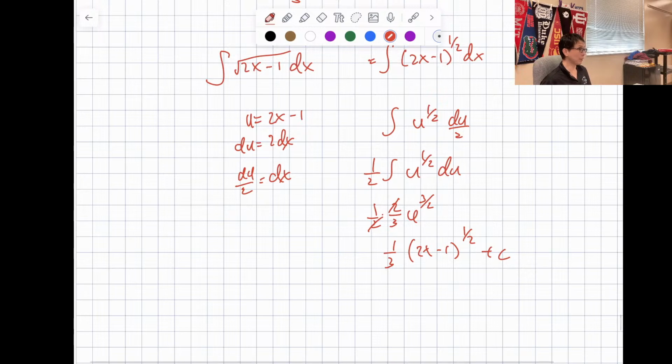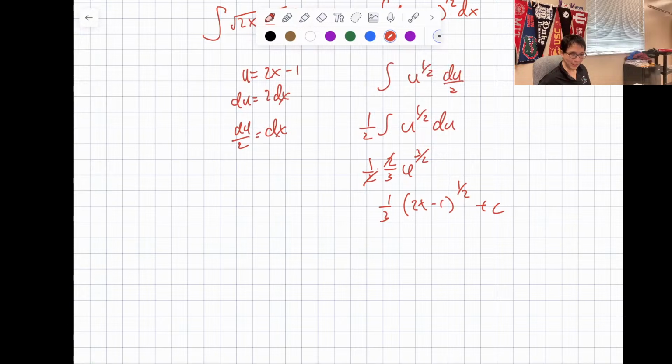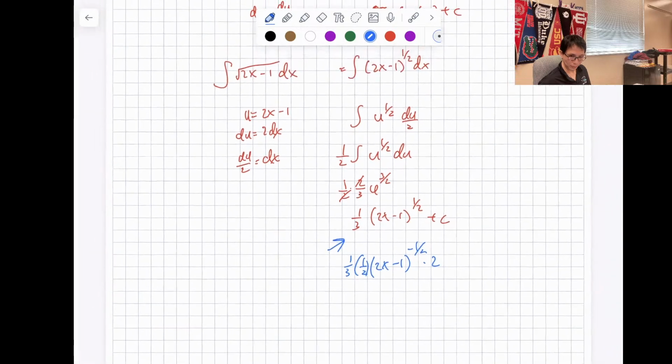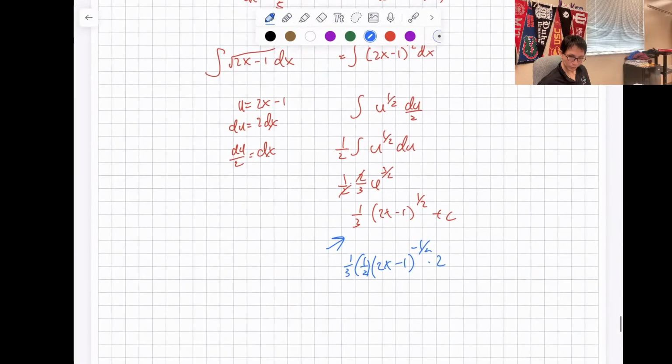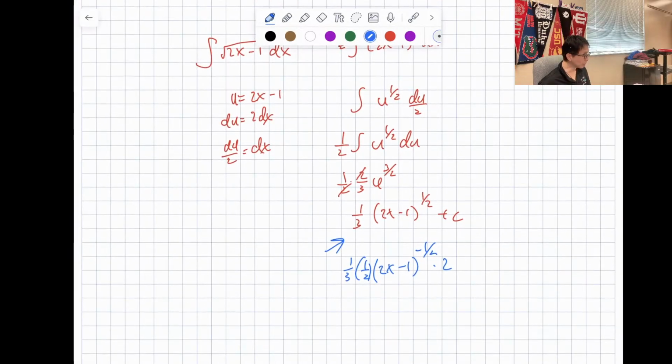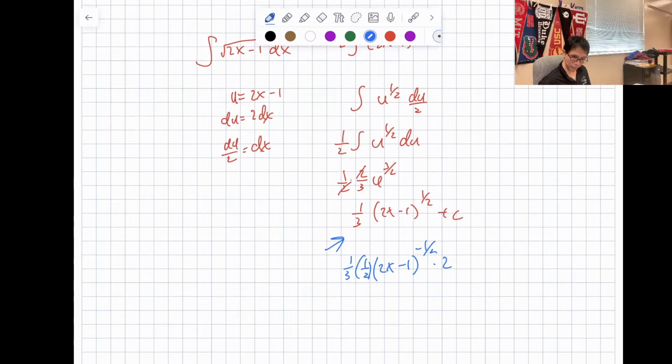Now, take a derivative of it. If you're not sure, take a derivative of it. If I double check this, that's going to be 1/3 times 1/2 times 2x minus 1 to the negative 1/2 times 2. Okay. Hold on a second. I just want to make sure. Oh, that's 3 over 2. Yeah, I just read it. So this is 3 over 2.